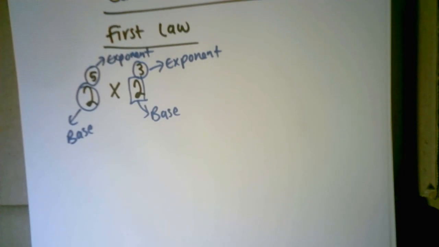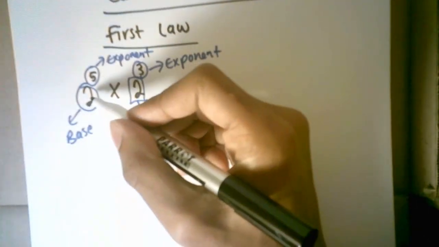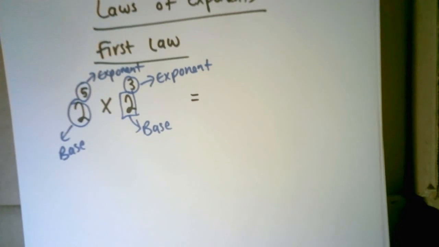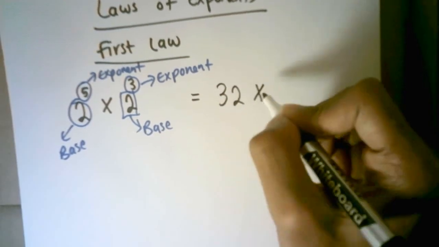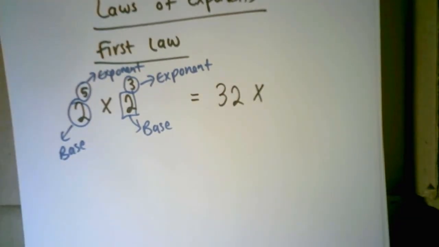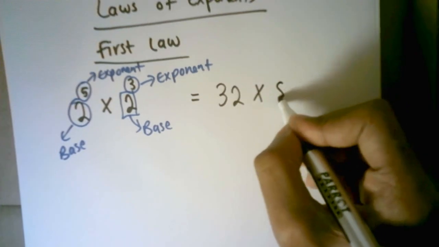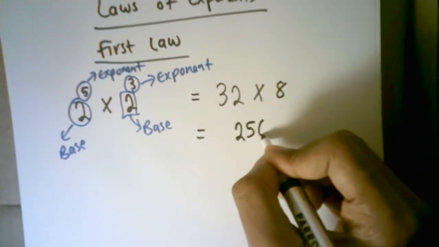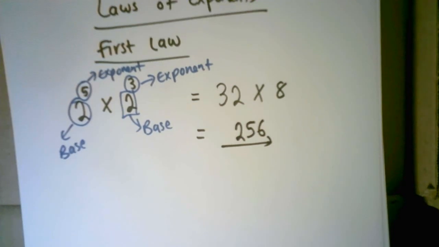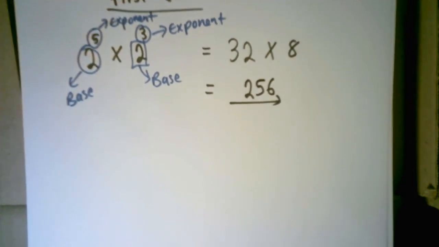Now, let's calculate this. 2 raised to the power of 5, as we said, is 32, times 2 raised to the power of 3, or 2 cubed, which is 8. So I'm just going to use my calculator to calculate this. 32 times 8 is 256. Right, so that's what happens when we calculate this.